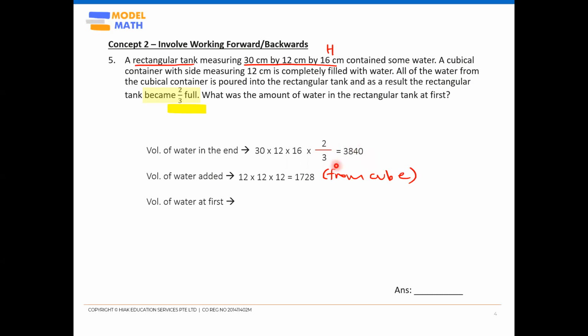Hence, if I like to work backwards to find the water at first, the water at first is lesser than at the end. So if it's lesser means I have to subtract. Take this, subtract the water that came from the cube. And that's it. This is your volume of water in the tank at first. This is in cm3 or in ml. So either one is fine. If you put cm3 it is okay also.